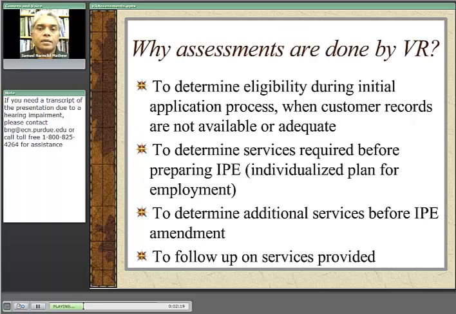Why are assessments done by VR? Assessments or evaluations may be done by VR for customers at various stages of the VR process. To determine eligibility during the initial application process, when customer records are not available or adequate, assessments may be done. Also to determine services required before preparing the individualized plan for employment, to determine additional services before an IPE amendment, or to follow up on services provided. The VR counselor determines if an evaluation or assessment is required. The vendor to conduct the assessment may be chosen by the customer.